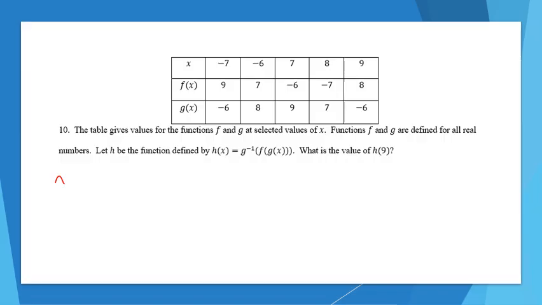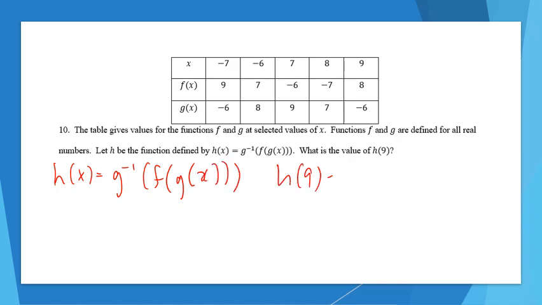Let h be defined as the inverse of g, and then f, and then g of x. What is h of 9? So this is going to be the inverse of g of f of g of 9. So let's take this step by step. We want to work from the inside out.